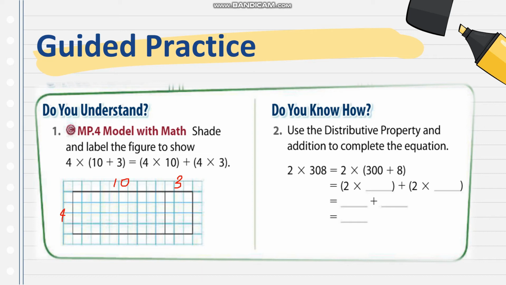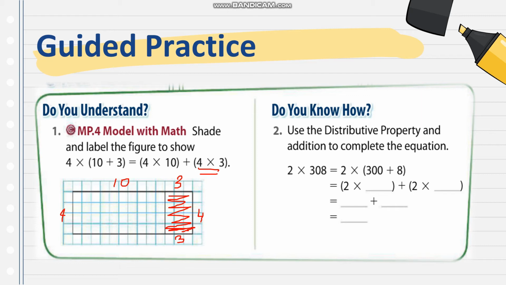How about 4 multiplied by 10 plus 4 multiplied by 3? So as you can see here, this must be the shaded part. So we're going to shade all of this. Why? Because this is 3 and this is 4. So 4 multiplied by 3 is 12. It means you have 12 shaded parts.